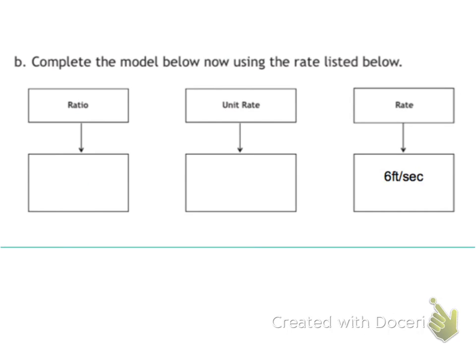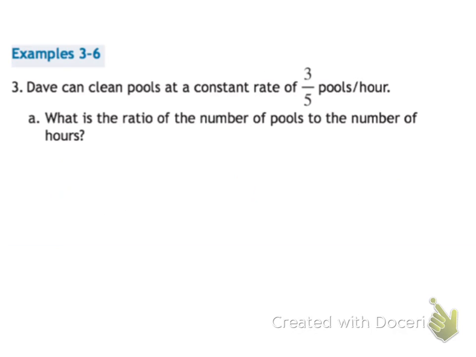Go ahead and do part B, pause it, and then you may come on and check your work. So they gave us 6 feet per second. So this is how I would write it as a ratio and the unit rate.